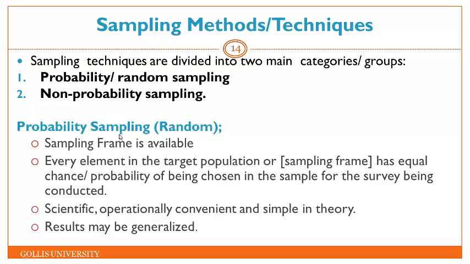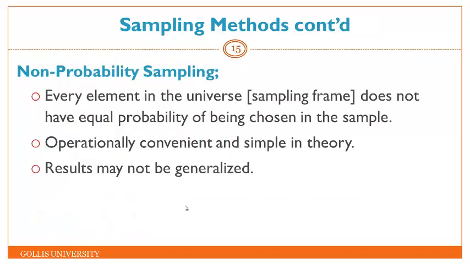In this particular method, a sampling frame is available. You have a sampling frame of the target population whom you're going to choose from. Every element in the target population of the sampling frame has equal chance of being chosen in the sample for the survey being conducted. It is scientific and operationally convenient and simple in theory, and results of this method may be generalized. Why? Because every unit has equal chance of being selected for the study.